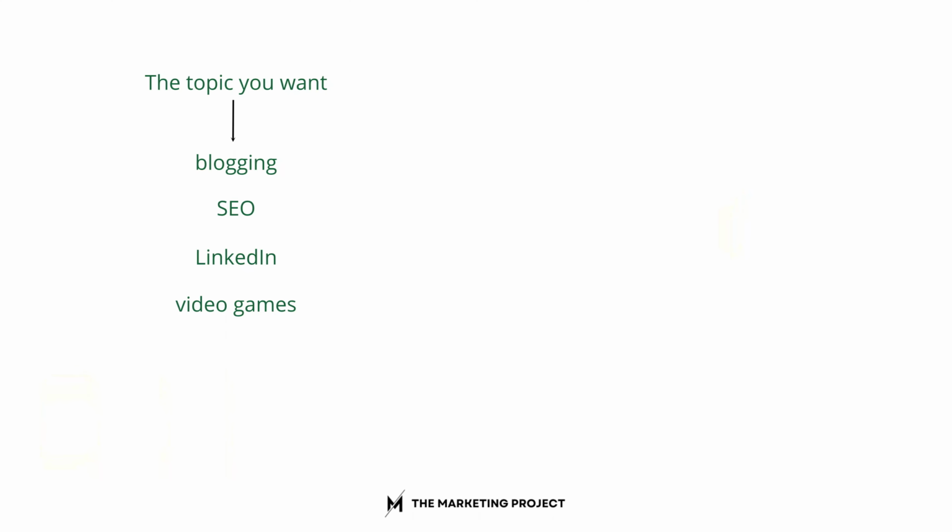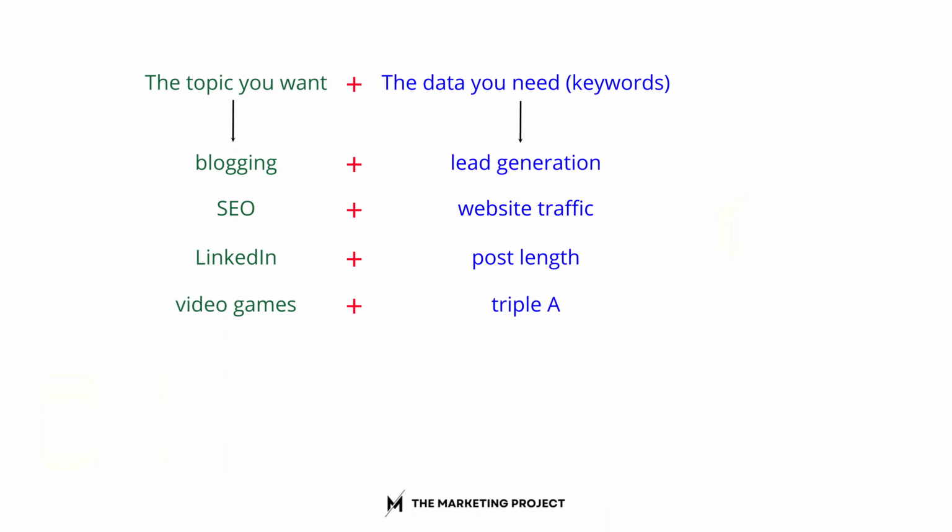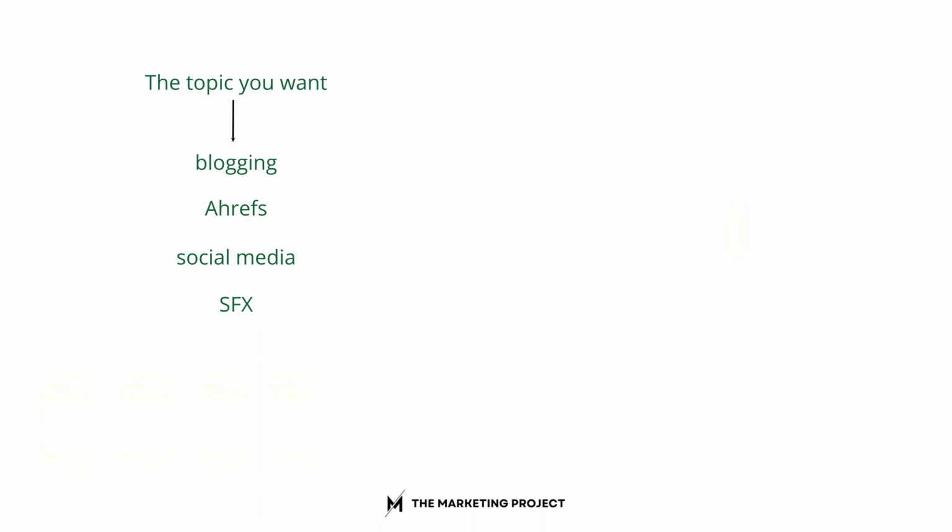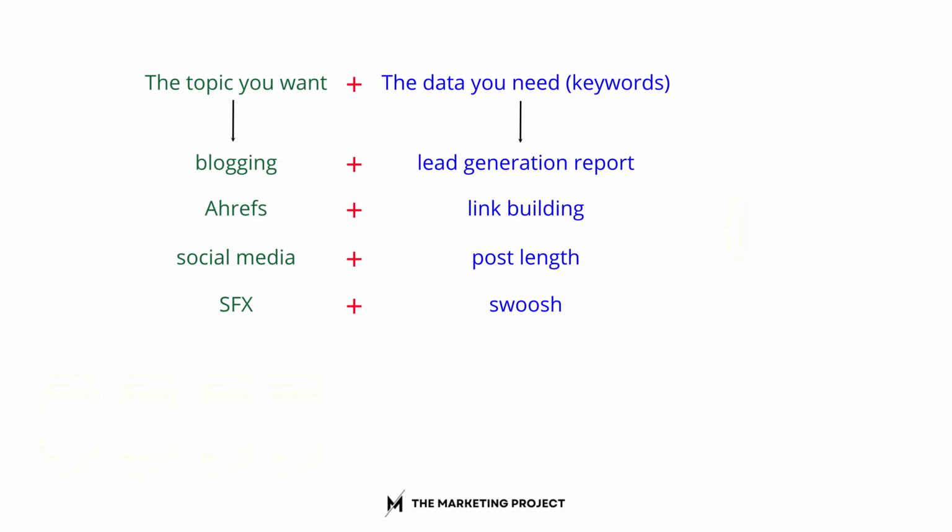For example, you can search for the topic you want, plus the data you need, plus the statistics to find data. Or you can search for the topic you want, plus the data you need, those are basically the keywords, plus the type of media you need to search for specific types of content like videos and infographics. And these types of searches will make it easier to find the exact information you want.